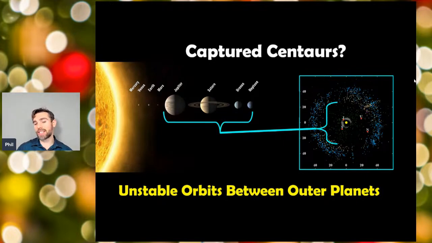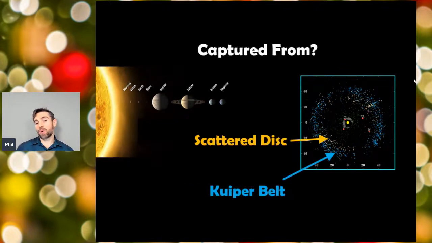But then where do these centaurs originate from? Because they're not stable and they don't live there permanently. It's a bit of a temporary location for them. Well, we think that they originate from the scatter disk or the Kuiper Belt. So this is where Pluto originates from. It's further beyond Neptune, and we have a lot of smaller objects out there in this kind of disk-like structure.